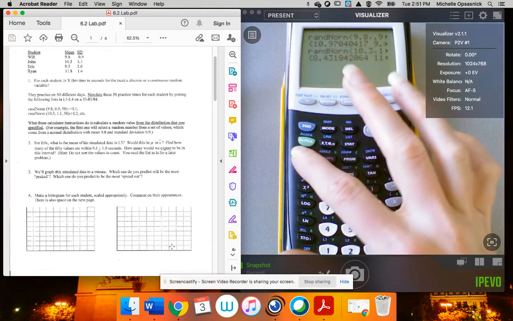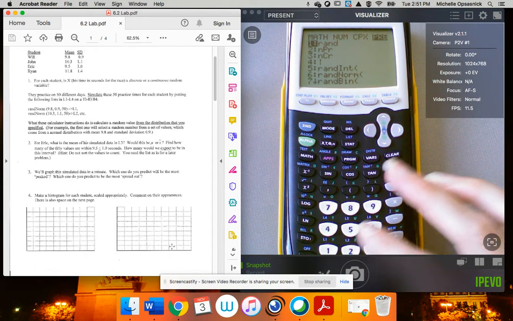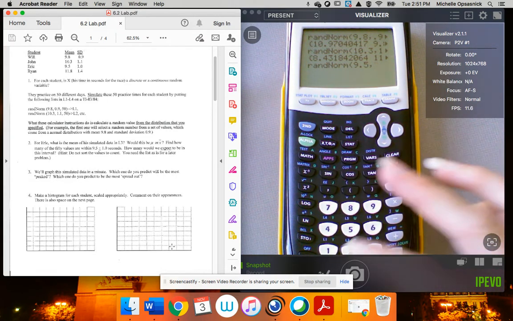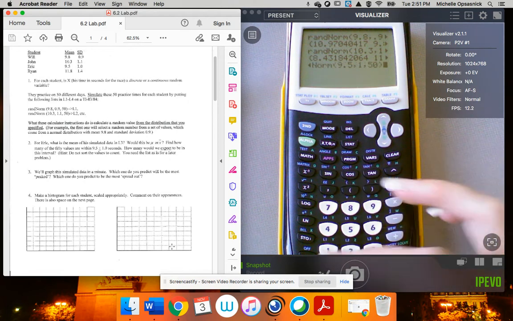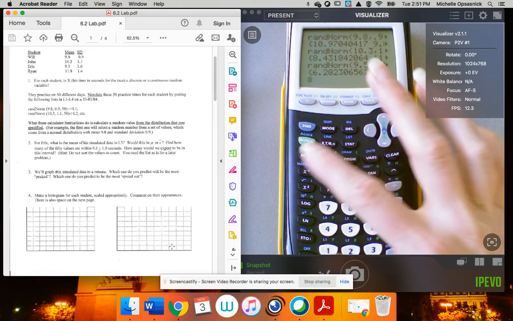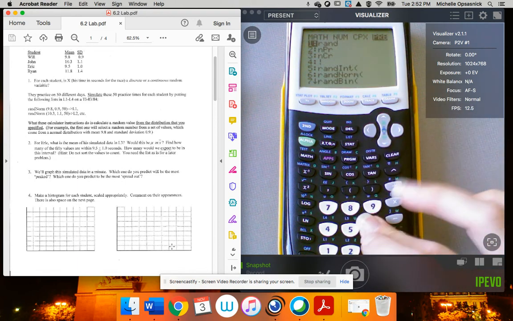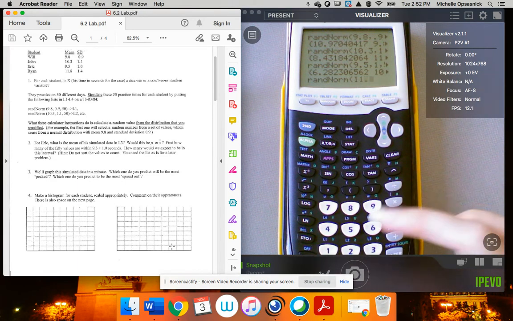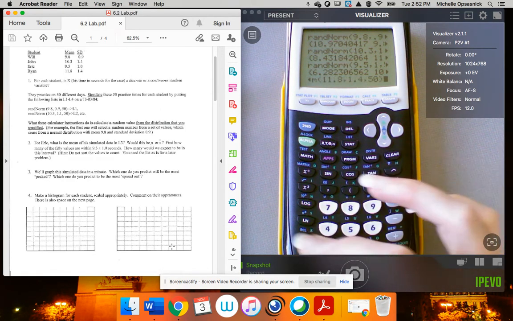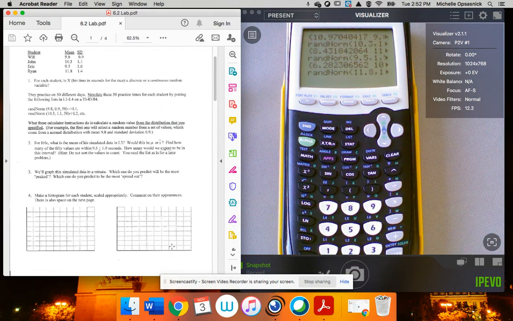So we're going to do the same for Eric. So again, math, probability, random norm, and then Eric's mean time was 9.5. His standard deviation was 1, and again, he raced 50 times. We want to store that in list 3. And finally, we can do the same for Ryan. So again, math, probability, random norm. Ryan's mean time was 11.8, and his standard deviation was 1.4. Again, 50 races, and I'm going to store that in list 4. So now I can use that in answering the rest of these questions here.